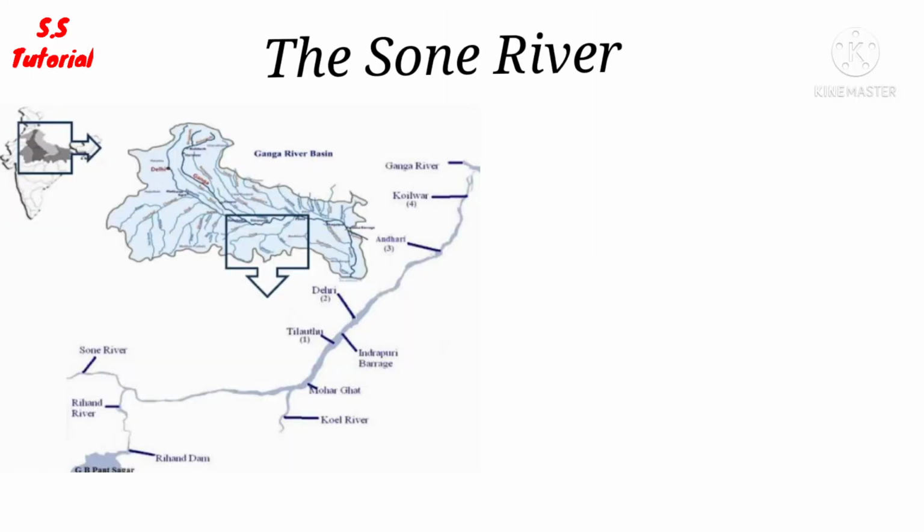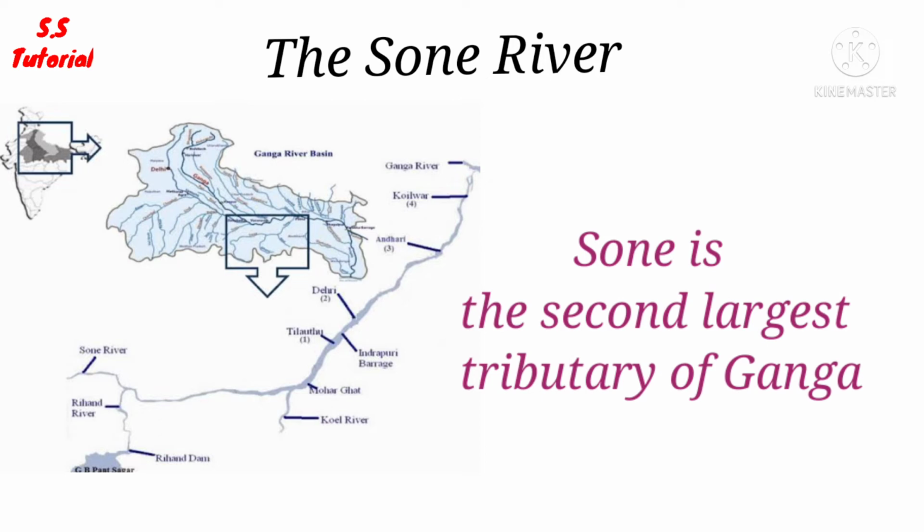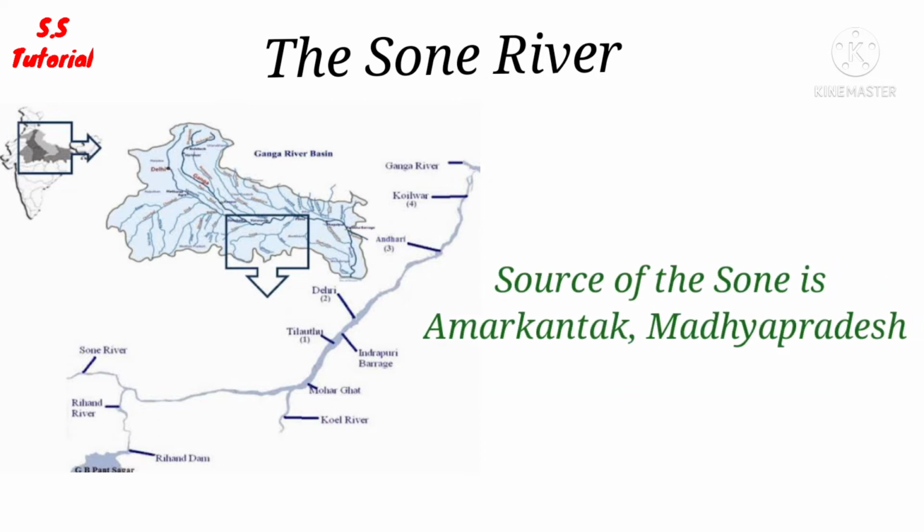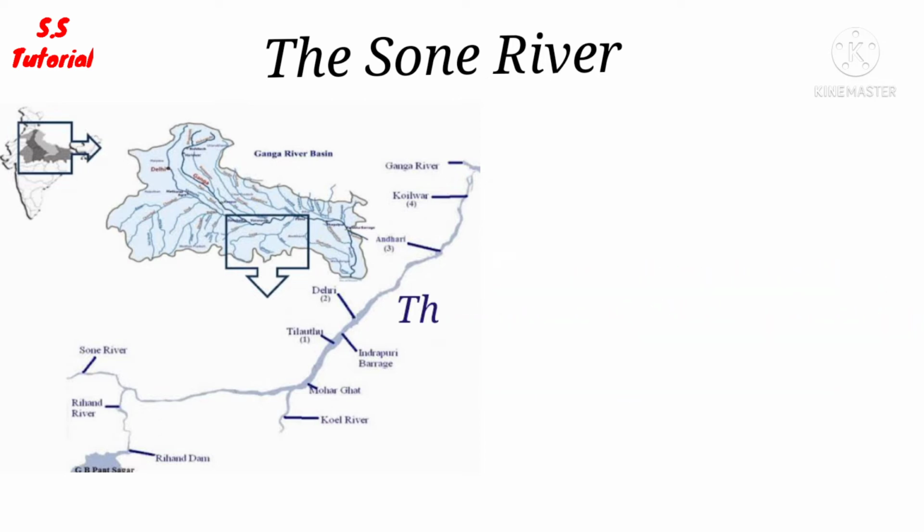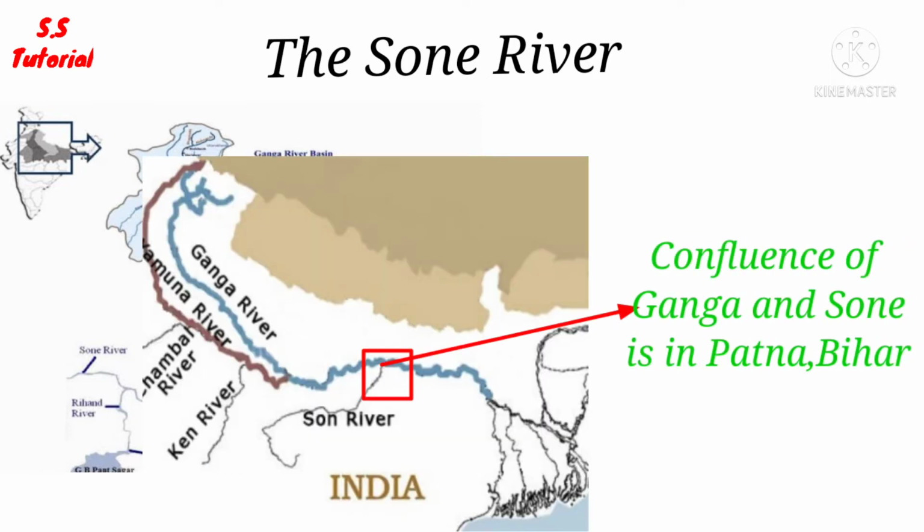Let's know about the Son. The Son is also one of the major right bank tributaries of the Ganga. It is the second largest tributary of Ganga after Yamuna. It rises near Amarkantak in Madhya Pradesh. It is about 784 km long. The Son joins with the Ganga near Patna in Bihar.